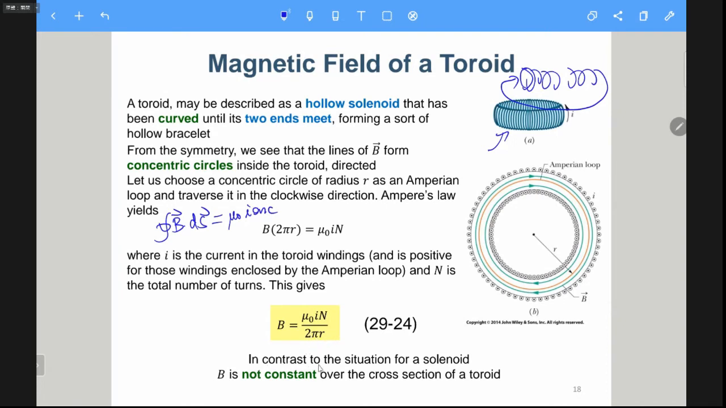So in contrast to the situation for the solenoid, B is not constant over the cross section of a toroid. Because here mu 0 is a constant, i is a constant also, capital N you cannot change, it is the total number of turns, and 2 pi is a constant. It means that B is inversely proportional to r, which means if r is smaller, then the magnetic field is stronger. So this is the magnetic field generated by the toroid.